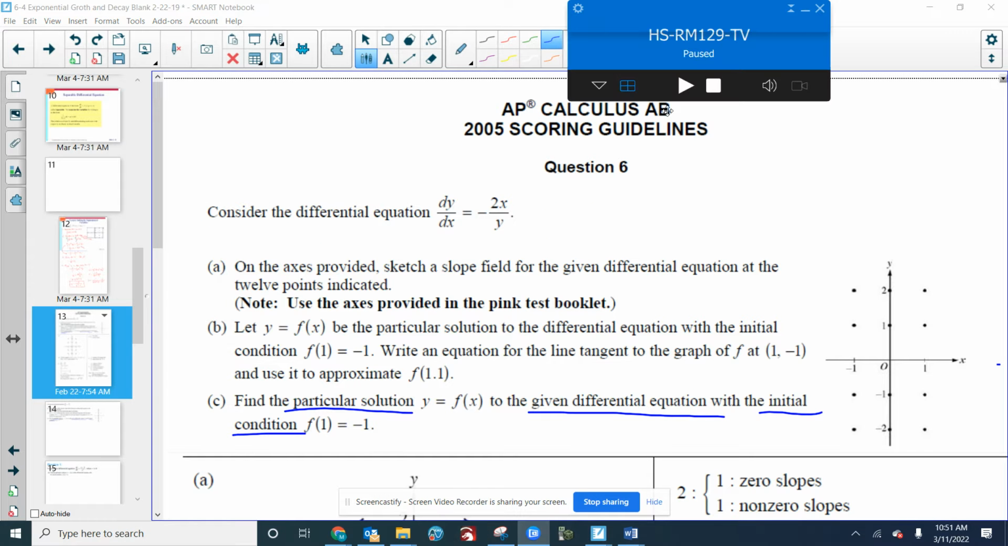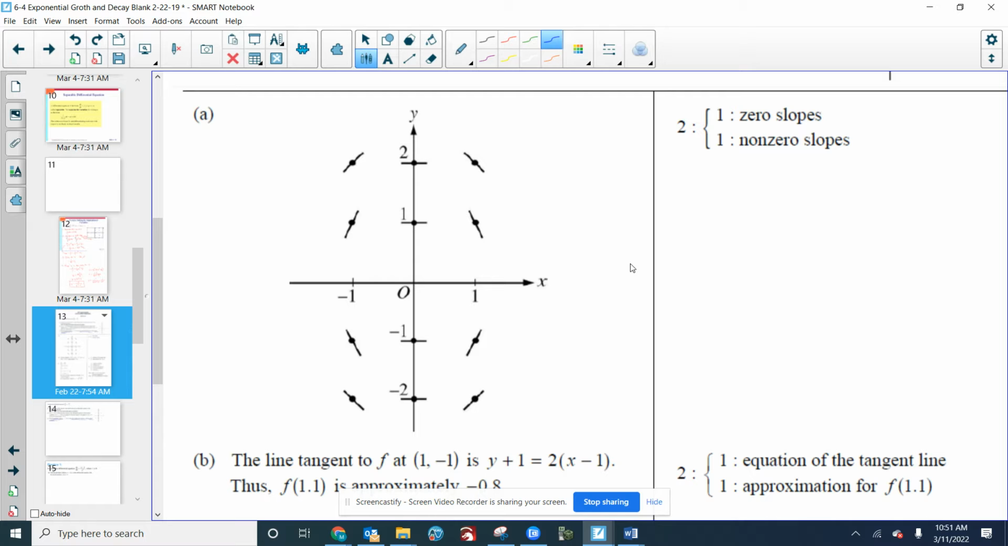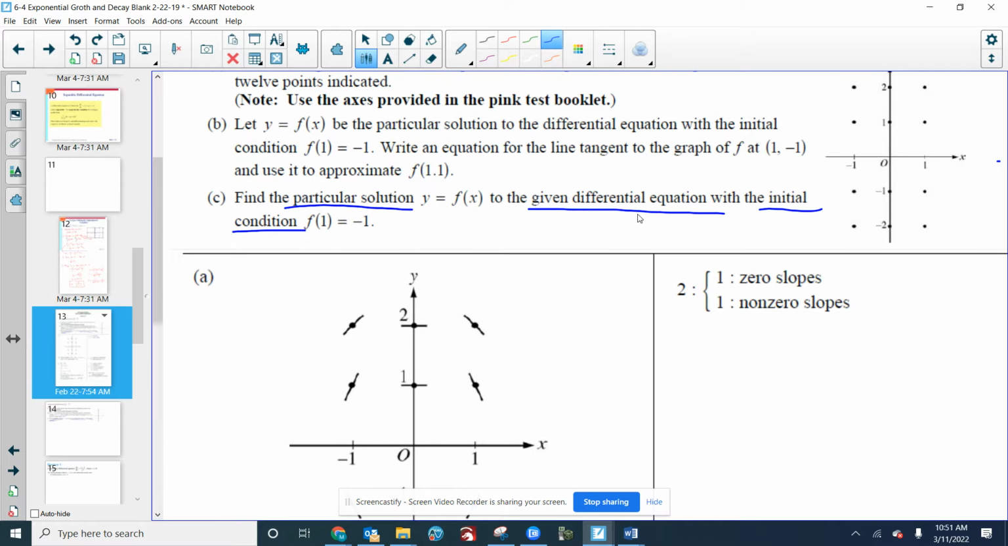All right, let's check as much as we can on this problem. Slope field, letter A. There's your answer key. 2 points out of 9 if you got the slope field. Yes? Part B.